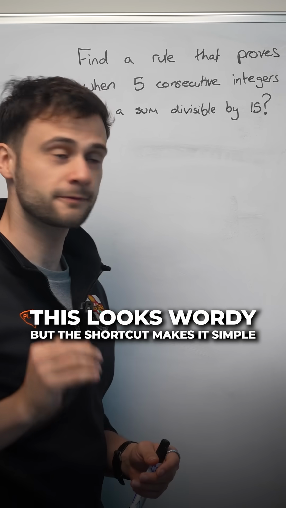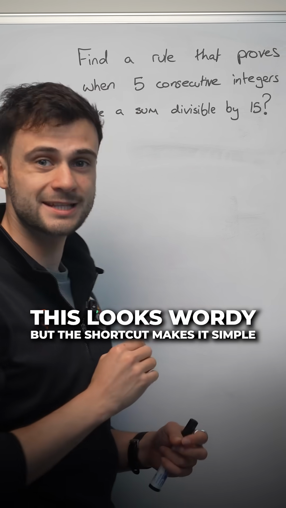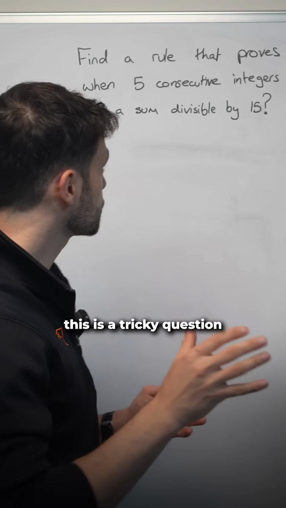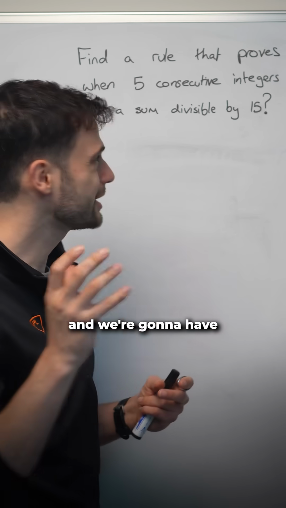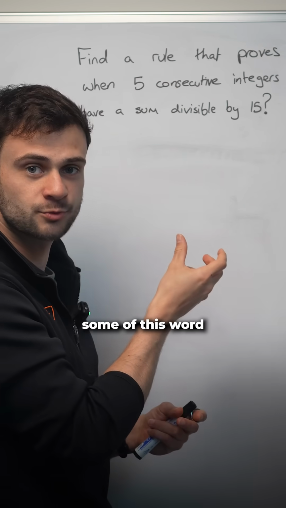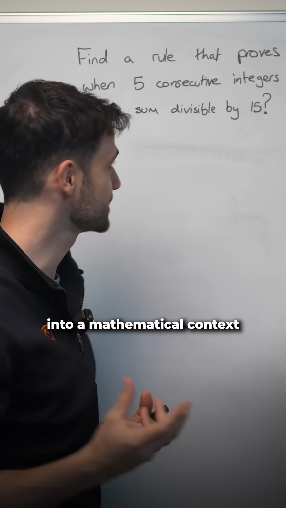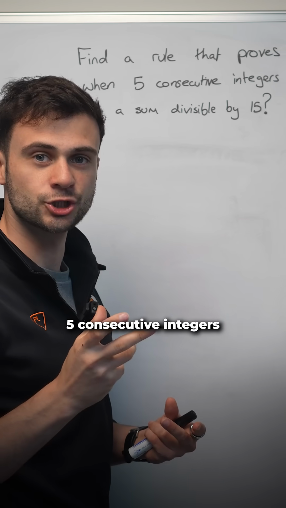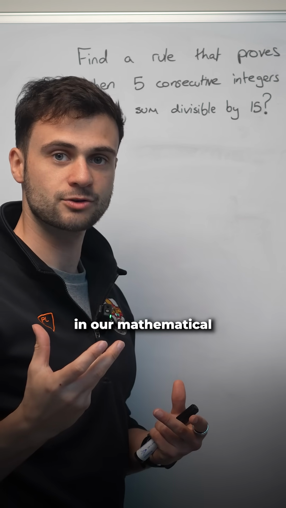Would you know how to find a rule that proves when 5 consecutive integers have a sum divisible by 15? This is a tricky question, it's a little bit wordy, and we're going to have to start by converting some of this word into a mathematical context. And in particular, we want to focus on those 5 consecutive integers. How are we going to write that in our mathematical language?